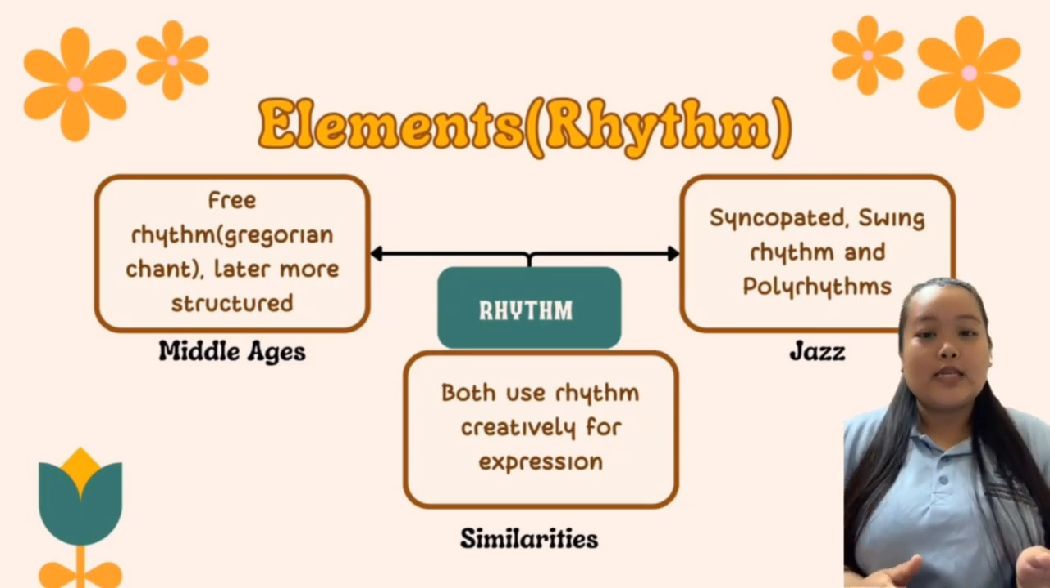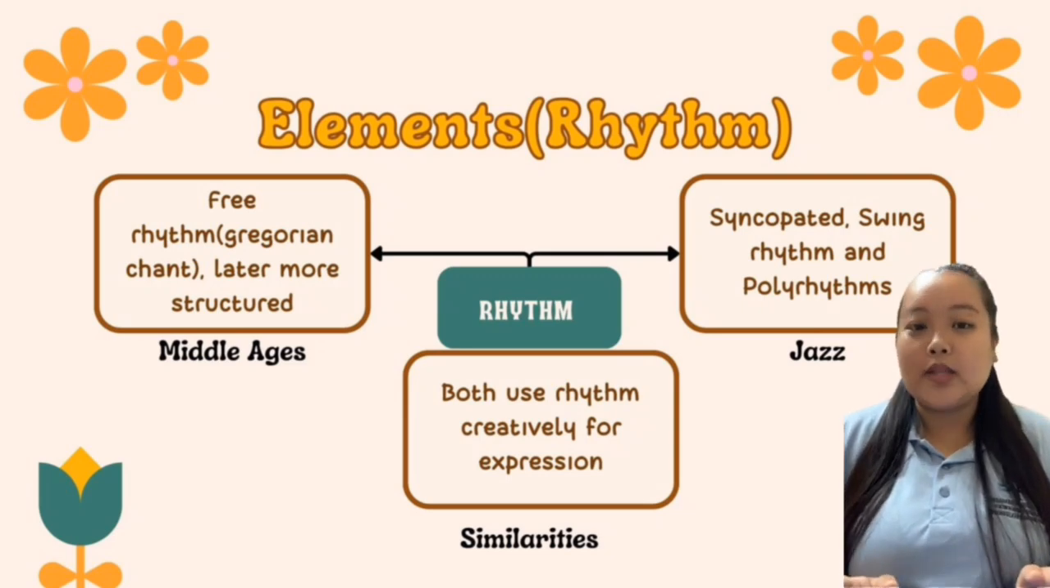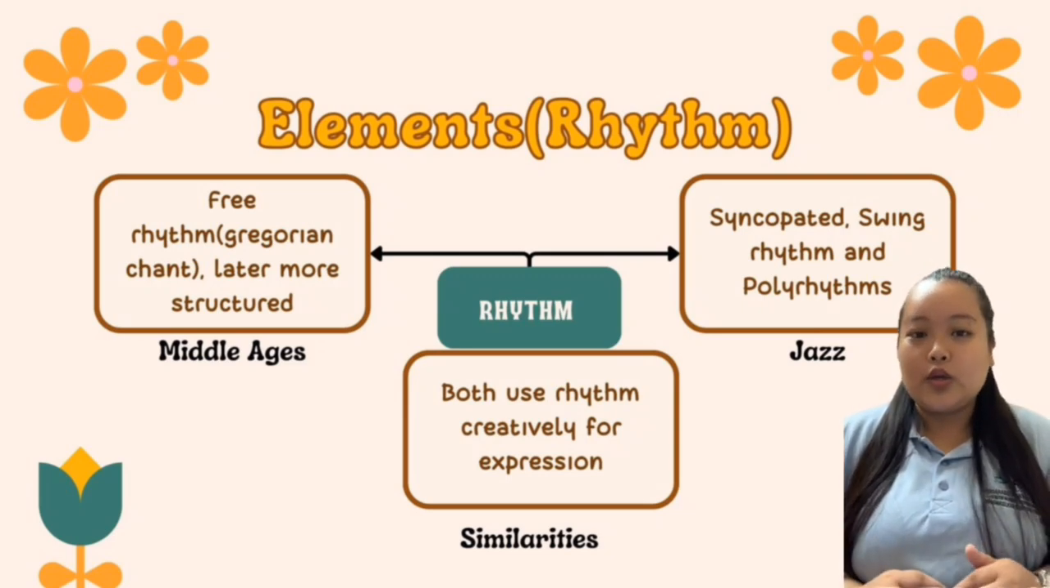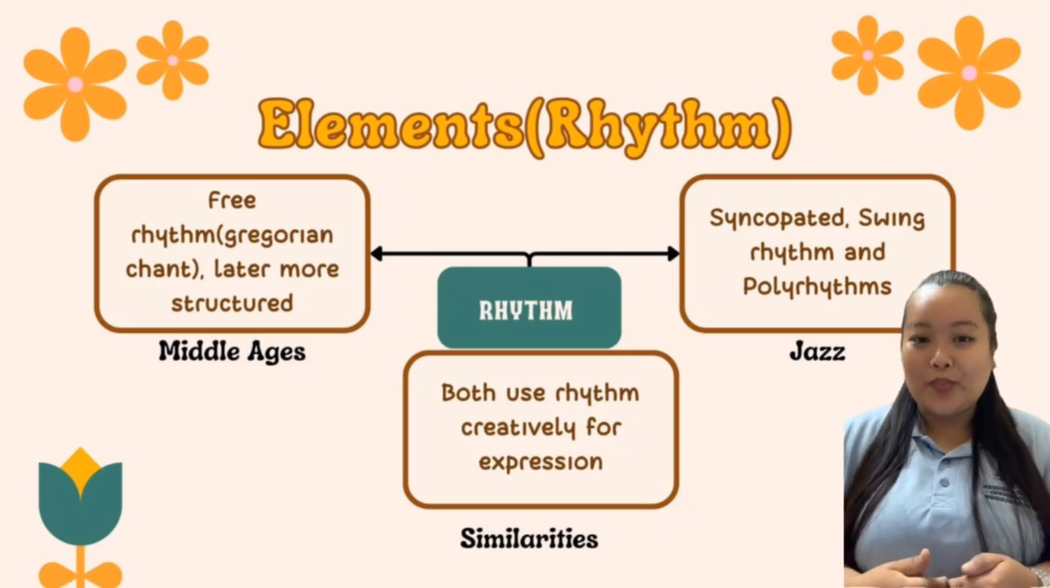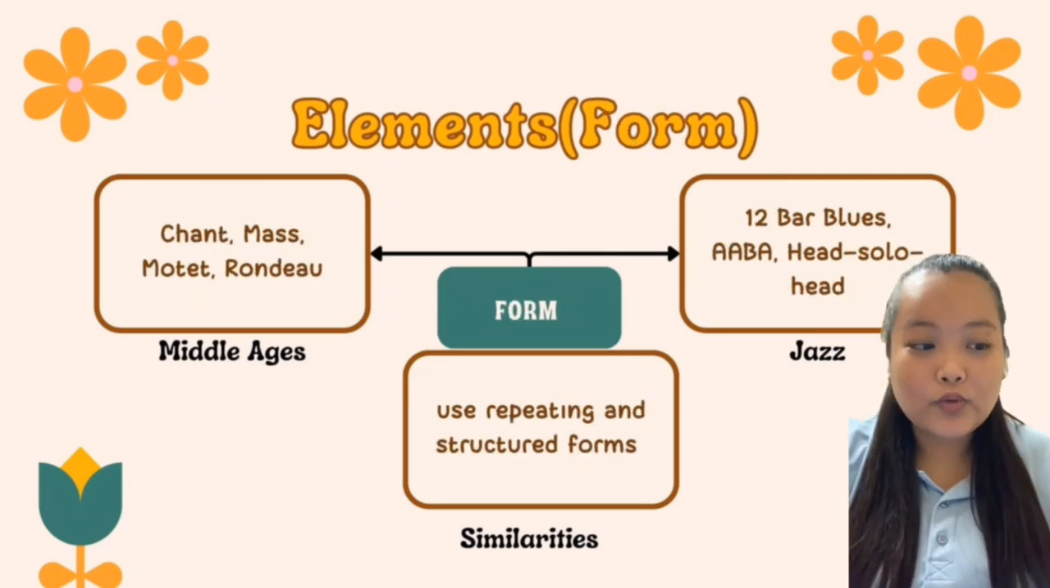And the difference is Middle Ages rhythm was more flowing and less defined, while jazz used a complex and driving rhythm. And the similarity is they both use rhythm to express mood and support the musical form. So let's move to the form.